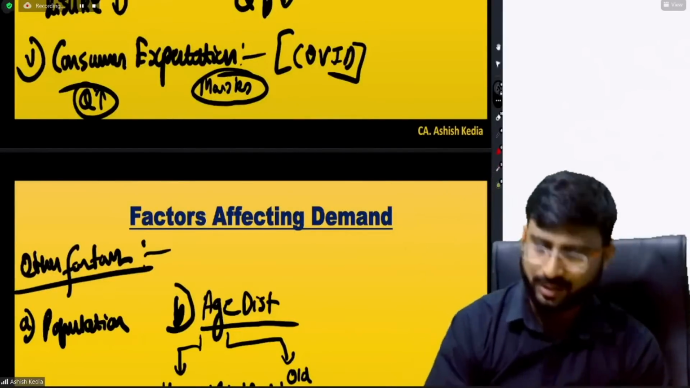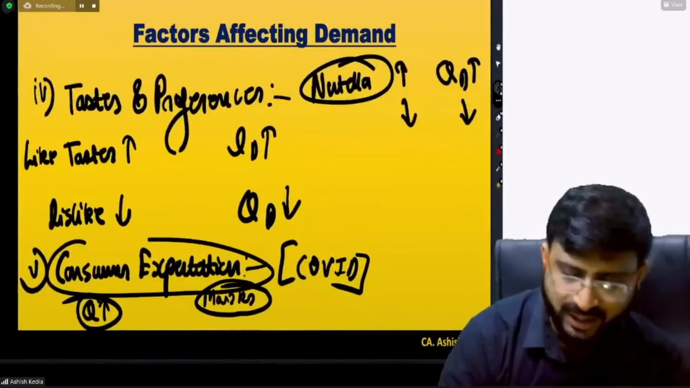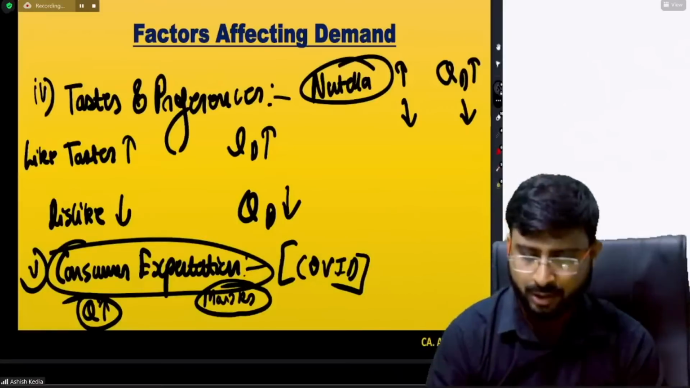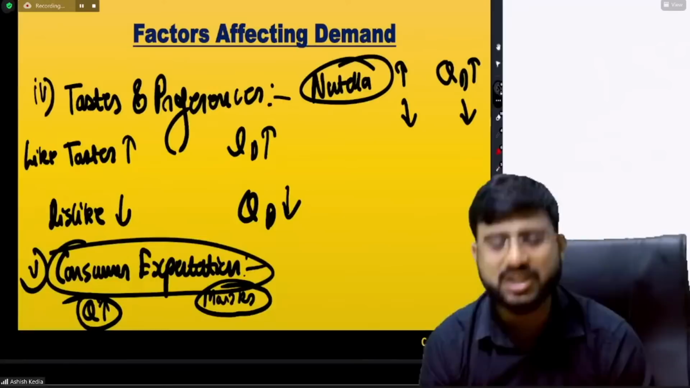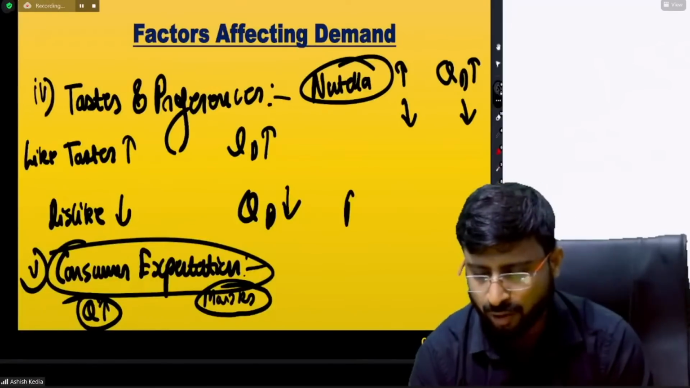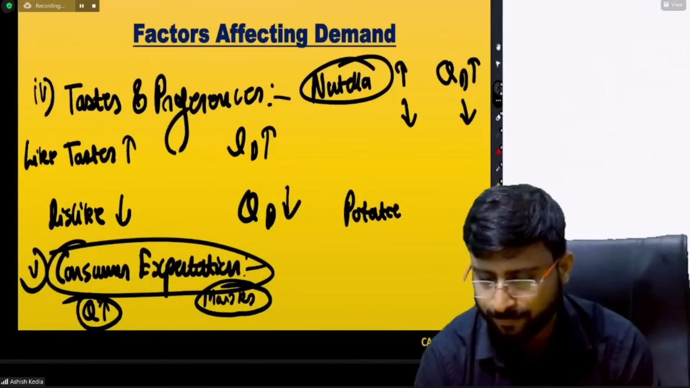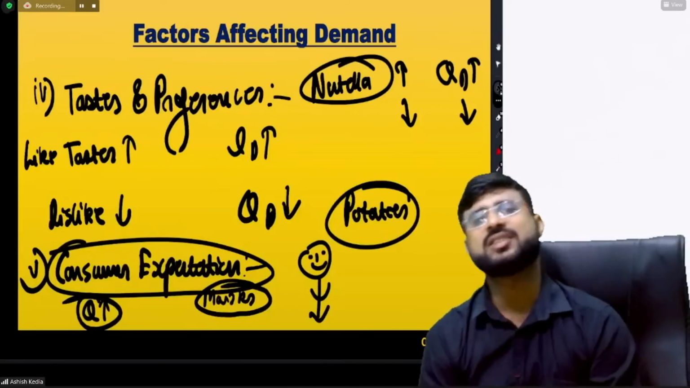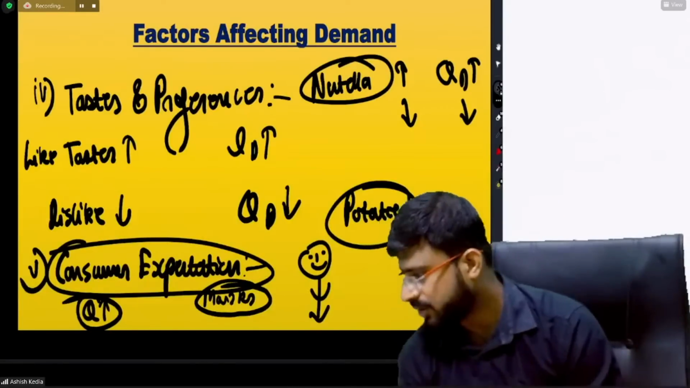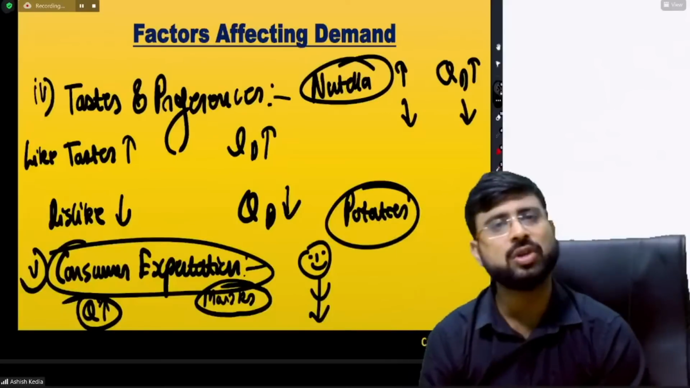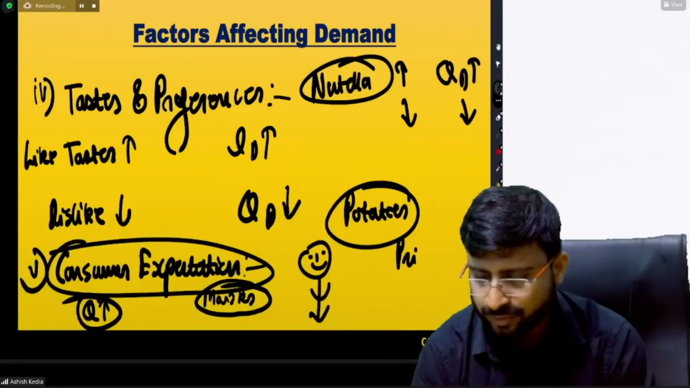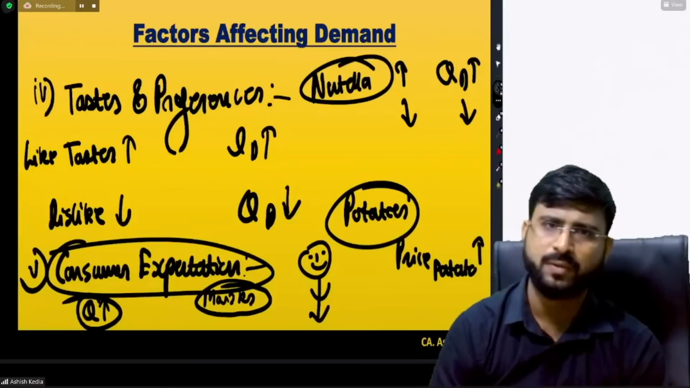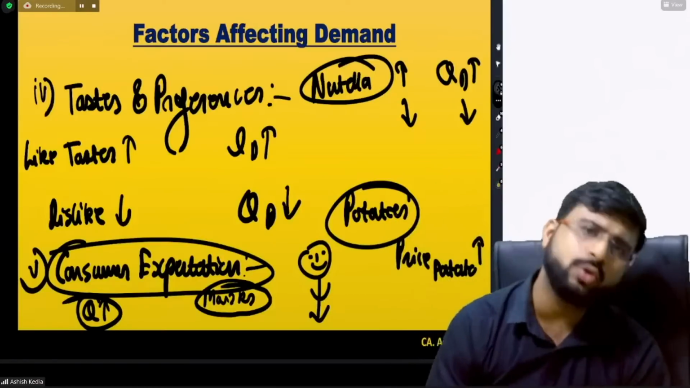Okay, great. Next is consumer expectation. This is an interesting concept. Please take for example, suppose we are talking about potatoes, aloo. Now you are a consumer. This person is a consumer. Now this person thinks that in future, price of potato will rise. Suppose price of potato in future will rise.